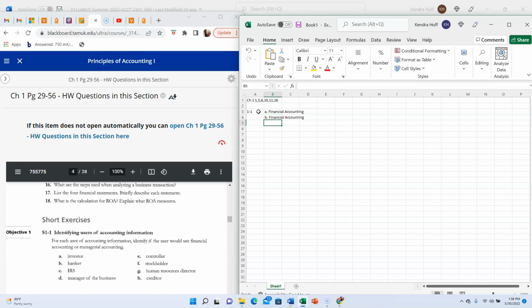You don't need to capitalize that. I don't know why I'm doing that. You also do not need to retype the question itself. You can just put the answers. All right, the IRS, I'm going to say financial again there, although they probably use a little bit of both, but it's all right. All right, the manager of the business would want managerial.